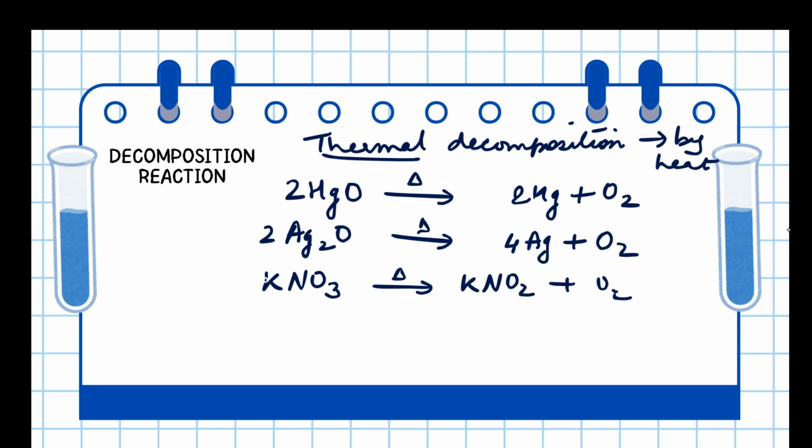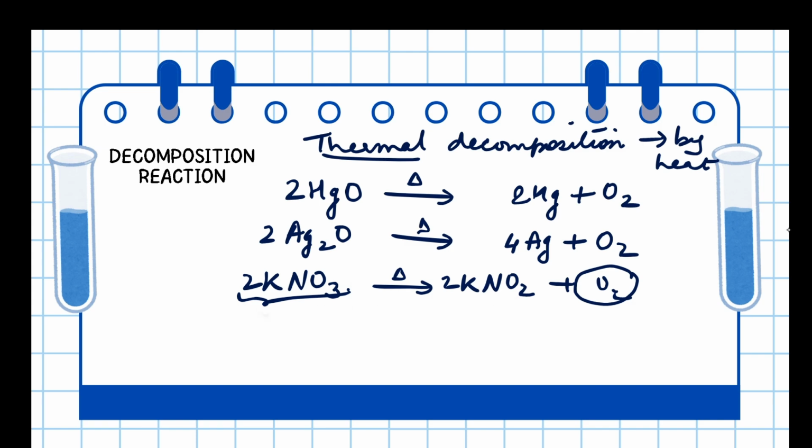Now this is an important reaction, children. Here you will remember the question which is being asked, name a nitrate which gives only oxygen. So this will be potassium nitrate, and the other example is sodium nitrate. As of now you can remember potassium nitrate is a compound which decomposes to form only nitrite and oxygen.